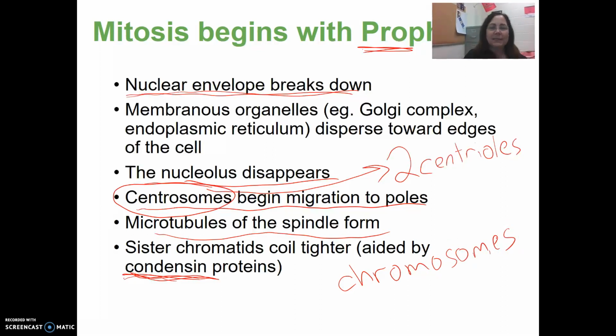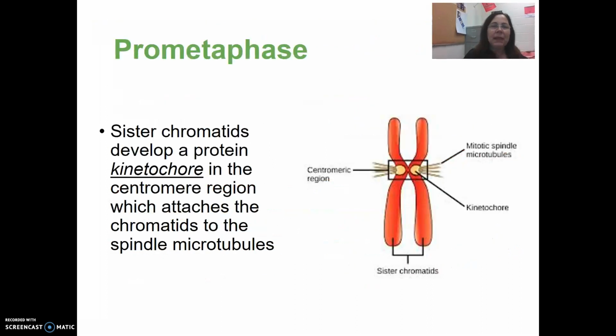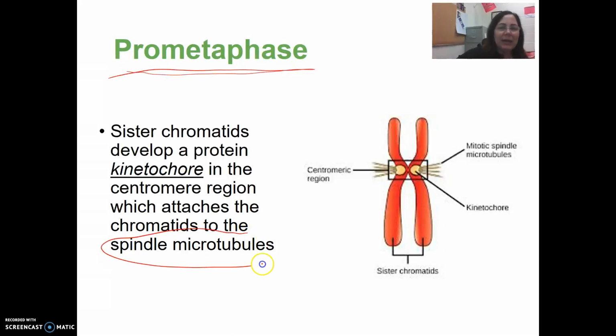Now that chromatin is going to condense and form chromosomes in the form of sister chromatids. And in prometaphase, the main thing is that you understand that the spindle microtubules are going to attach to a region of the sister chromatids called the kinetochore. The spindle microtubules, or spindle fibers, are going to attach to the kinetochore.